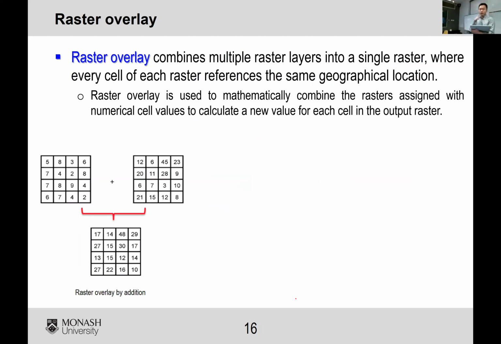In raster overlay, we're trying to use mathematical operations to combine the rasters assigned with numerical cell values to calculate a new value for each cell in the output raster. Here is one simple example of the addition operation. We have values in the two input rasters, and with the addition operation, we just add the value in each cell together.